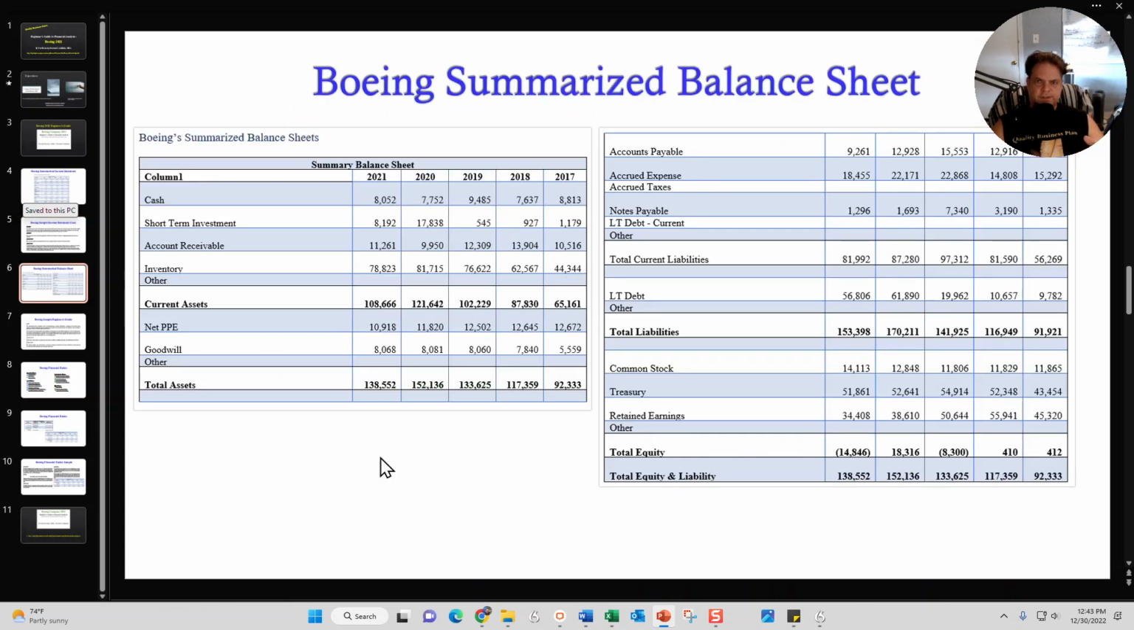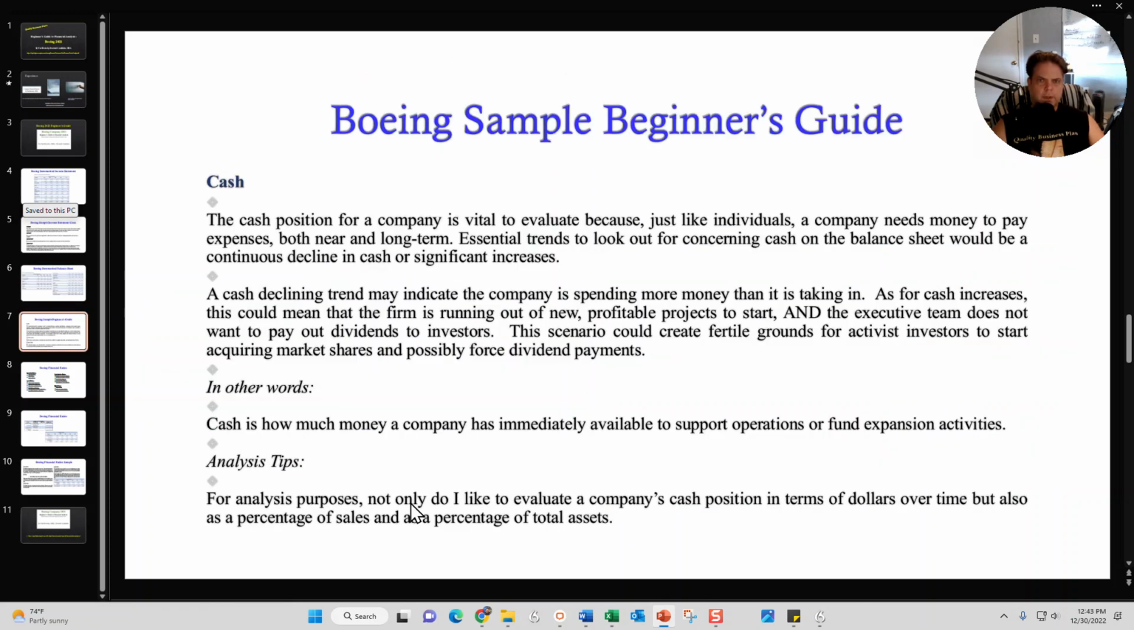The second section is the balance sheet section. To lead off, I summarize the balance sheet for BOEING for the last 5 years, and here are my findings right here. Again, I get that information from their 10Ks. Then I'll identify important line items from the balance sheet. I'll give you an explanation of what that line item means, in layman's terms, and then I'll give you some analysis tips as to what to look for when analyzing that specific line item.